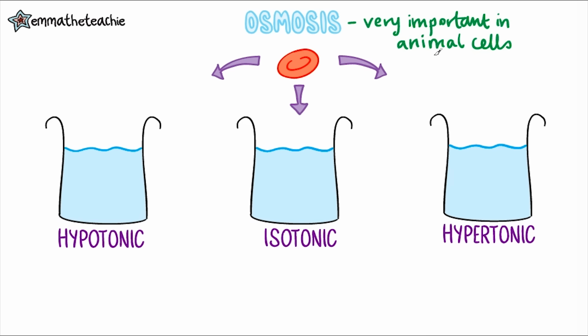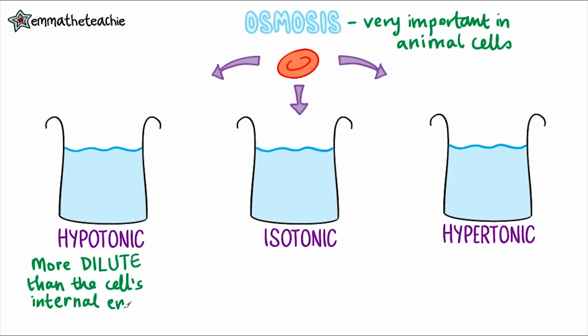We're going to look at what happens when a red blood cell is put into 3 solutions that have different concentrations, so you can see the impacts of this on the cell. The first one is a hypotonic solution. This means that it is more dilute than the cell's internal environment. What do you think will happen when the red blood cell is put into this solution? Pause and see if you can work it out.